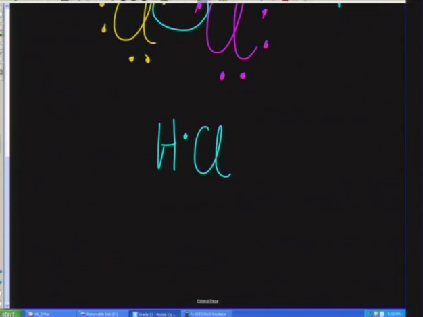Remember, hydrogen only has one little electron, which it doesn't really want to give away. And then we have chlorine, which has 7. So what happens is it'll bond like this. Remember this? Here's our bonding pair. That's what we call that. It's called a bonding pair.